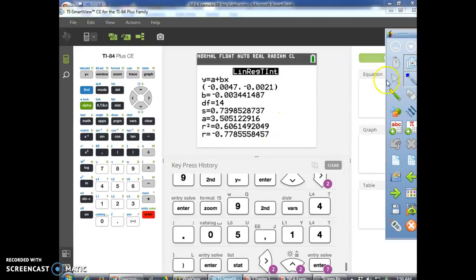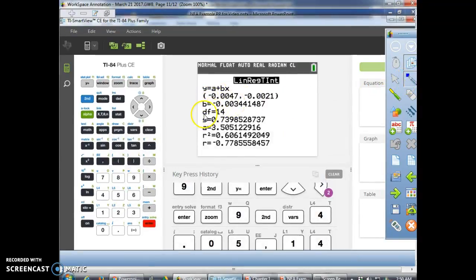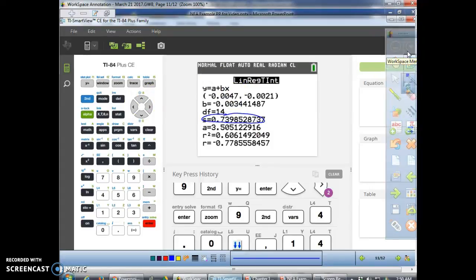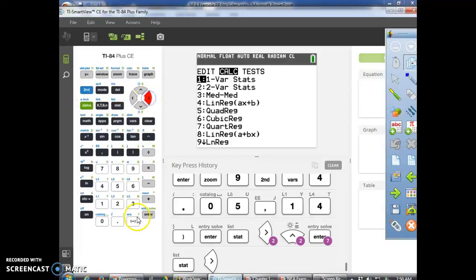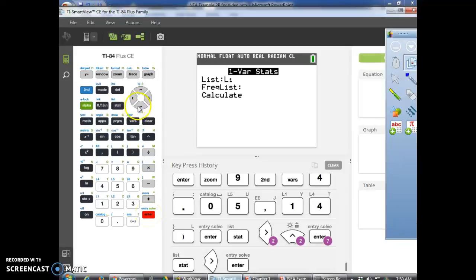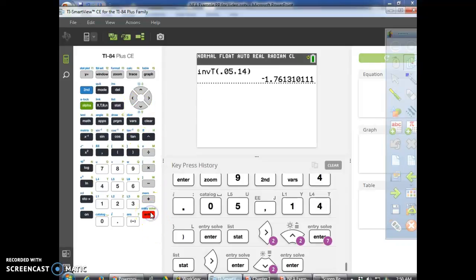So then you're going to want to write down this value here. The other thing I want to do is find the actual standard deviation of my X variable. So I'm going to need to do that by running the one var stats. Remember, you do stat, and then you go over to calc, and one var stats, and I just need my list 1. Frequency list should be left blank on this one.